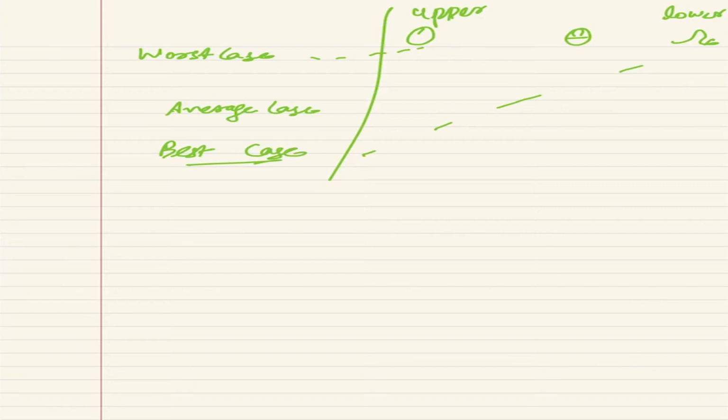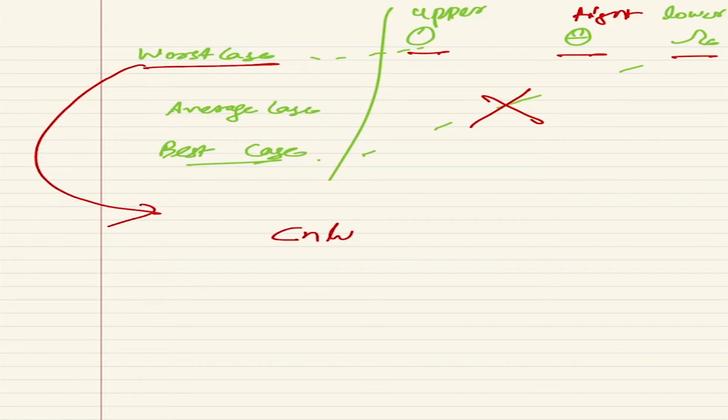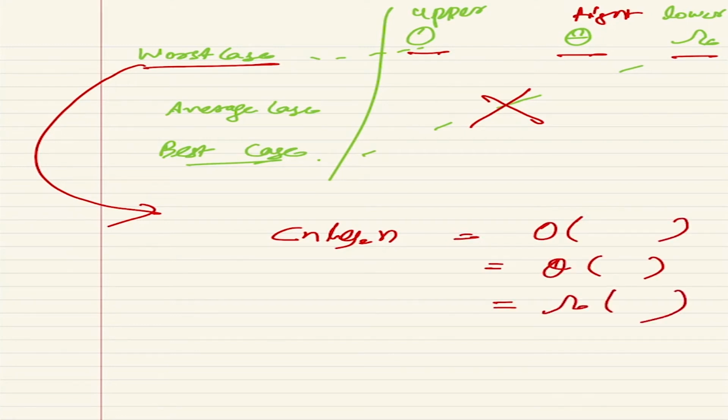Actually many students have this confusion that worst case is like upper bound and best case is like lower bound, but no. They are orthogonal things. In worst case, you can talk about all three: the upper bound, the tight bound, and the lower bound. So you will come up with a term like Cn log n, and you can say this is order of something, this is theta of something, this is omega of something. You can do all three for all the three cases. So do not confuse worst case with upper bound.